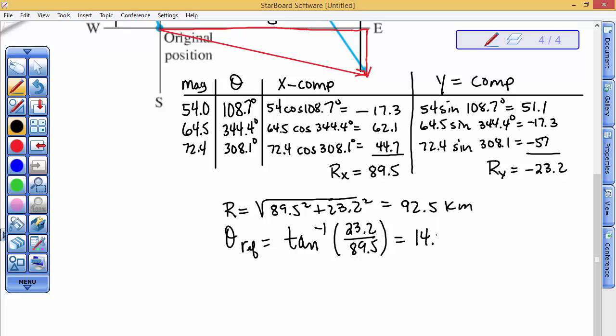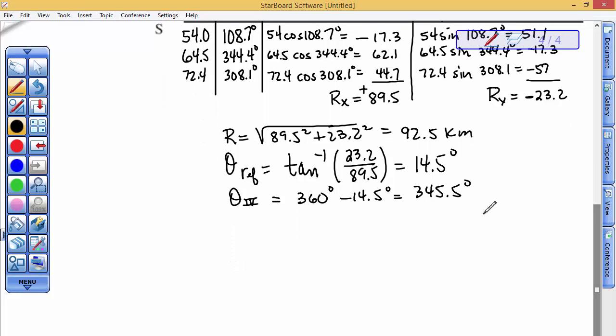Something acute is between 0 and 90. And then because x here is positive and y here is negative, I know I'm in the fourth quadrant. So in the fourth quadrant, I'd take 360 minus 14.5, which would give me 345.5 degrees. Don't forget, though, that you can report the displacement of this vector to be 92.5 kilometers from its origin at an angle of 345.5 degrees, or you can say that it's at an angle of 14.5 degrees.